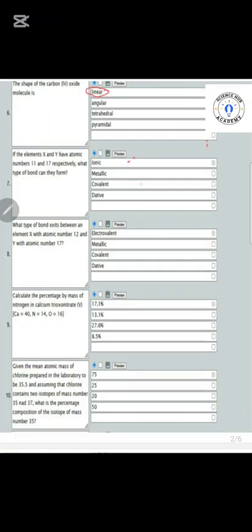Now number 7, if the elements X and Y have atomic numbers of 11 and 17 respectively. So X is 11, so the electronic configuration is 2,8,1, and Y is 17 with electronic configuration of 2,8,7. Definitely this is a metal because it has 1 valence electron, and this is a non-metal, it has 7 valence electrons. So the kind of bond you find between a metal and a non-metal is actually ionic bonding. So that is the answer.